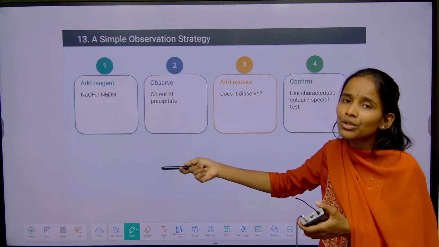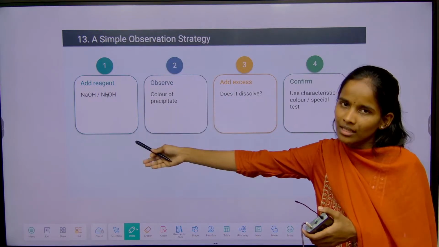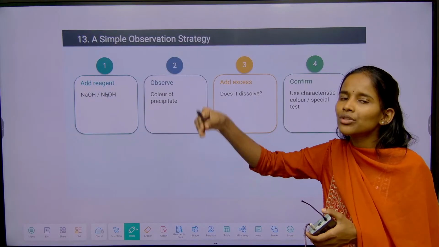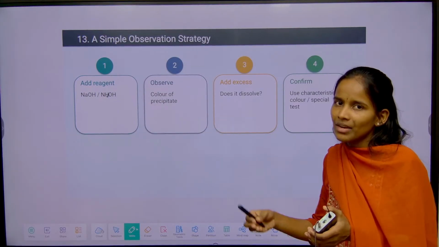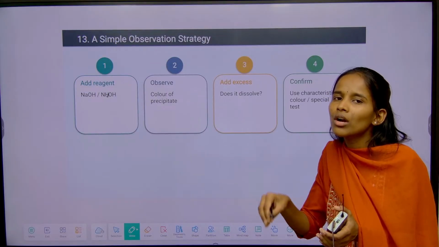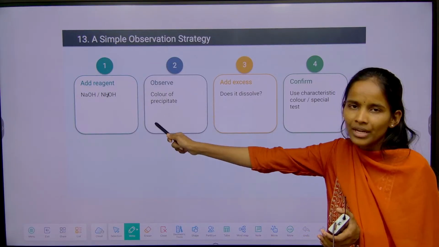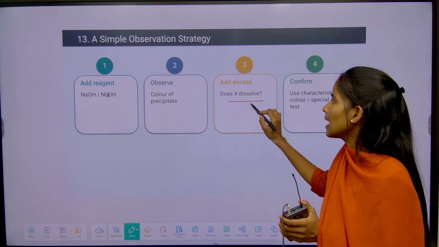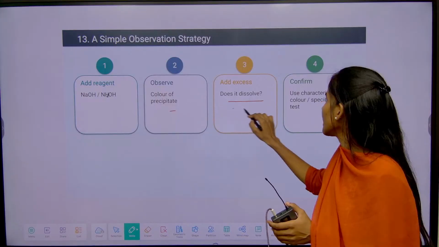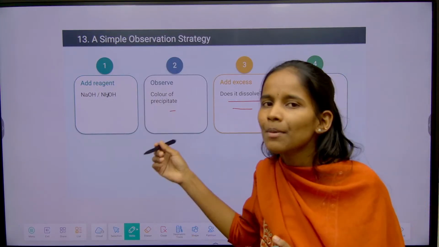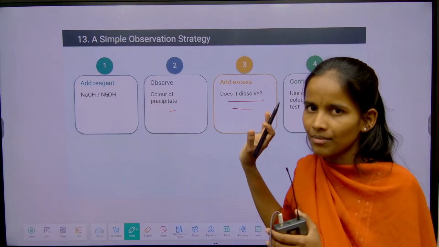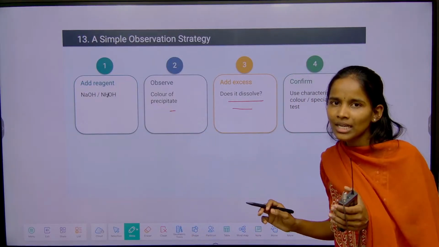Then we have to add excess amount. If you are using sodium hydroxide solution, you have to add a little excess after the formation of the precipitate. Then check whether the formed precipitate dissolves in the presence of excess reagent or not. Based on these observations, we can find what type of cation is there in the given salt. This is all about analytical chemistry.